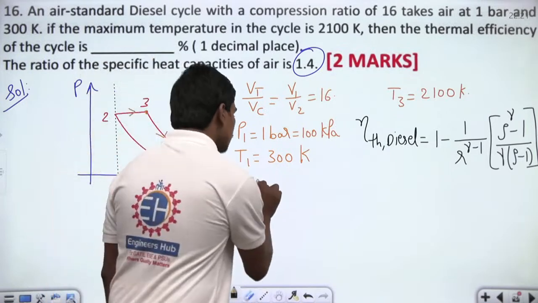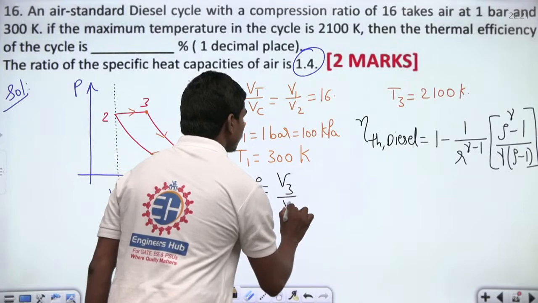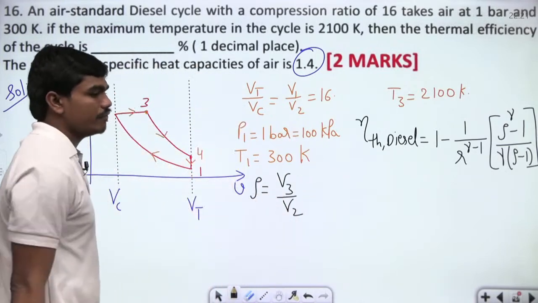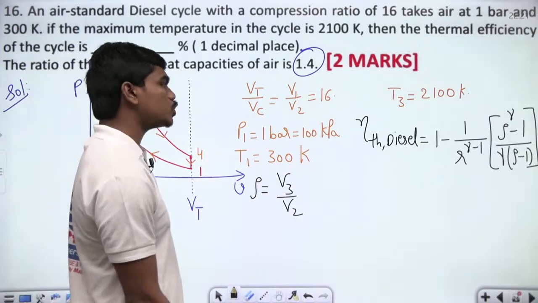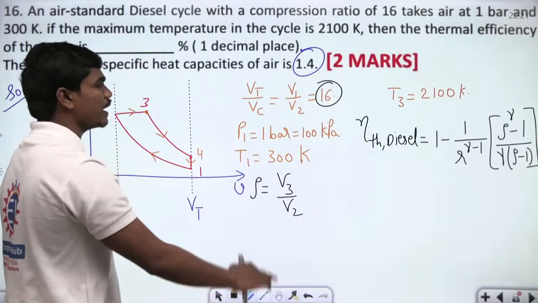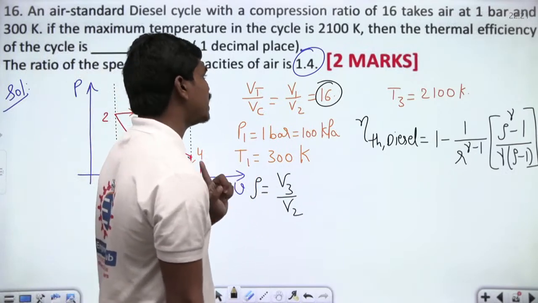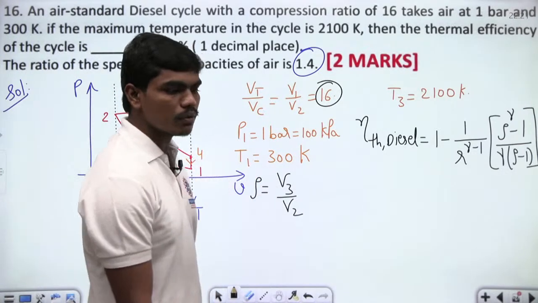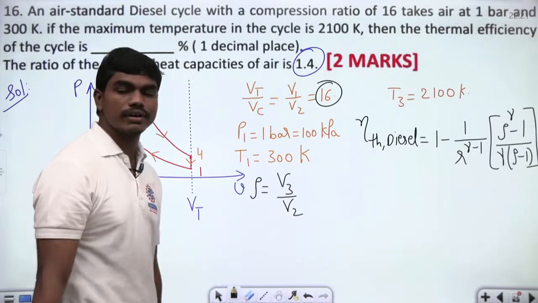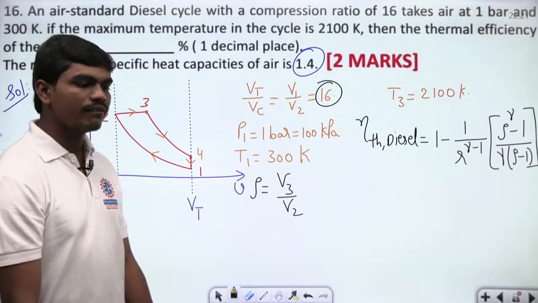Now what is rho? Rho is nothing but V3 divided by V2. If you can identify what is rho, that's it. Your compression ratio is known, 16 is given already, and of course gamma is also known. So the only thing you need to get is rho. How will you identify what this rho is? Can anyone tell me? Some people are online, so can anyone respond? How can we find this rho?